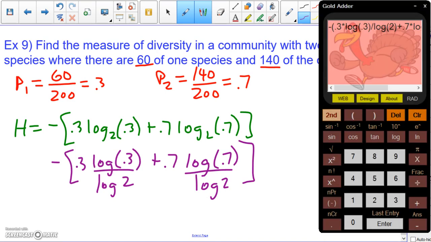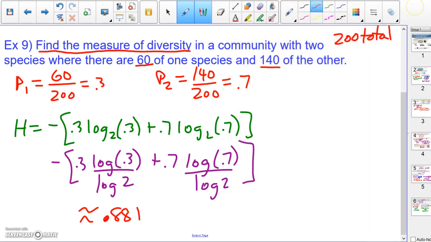So here I've got it typed in, negative quantity 0.3, and then you can see where I did my change of base formula here, log 0.3 over log 2, and here's another change of base formula. So typed all that in. I got 0.881, about 0.881. So whatever that number means, that's the measure of the diversity in a community of these species.